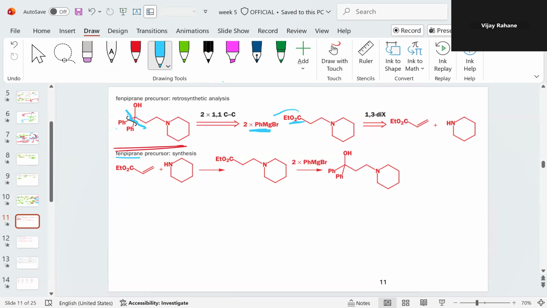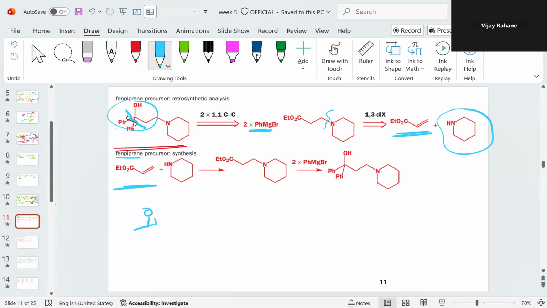If you look closely, the ester is converted into this alcohol by using phenyl magnesium bromide. In the next step, or the next retro disconnection from this one, this part can be synthesized from this alpha beta unsaturated ester along with this amine. So if you look at the linear synthesis for this molecule, this is the alpha beta unsaturated ester.